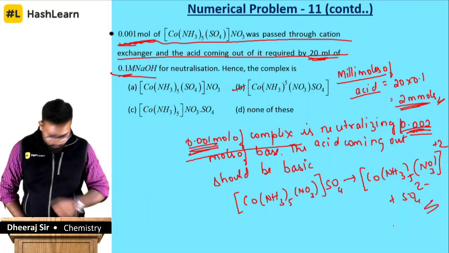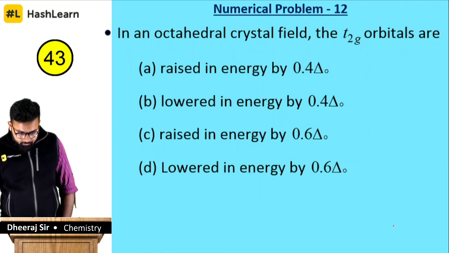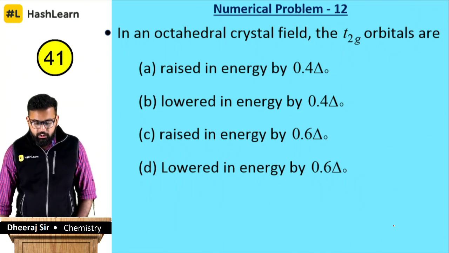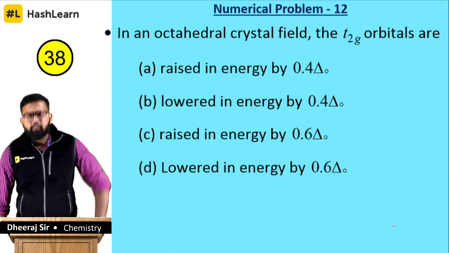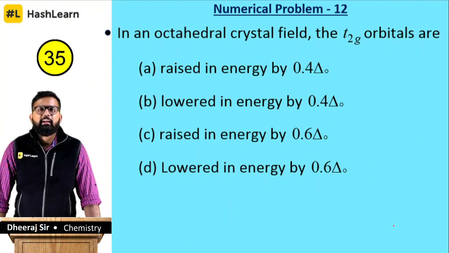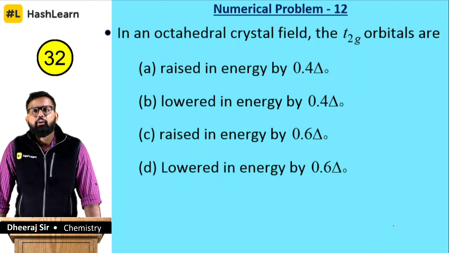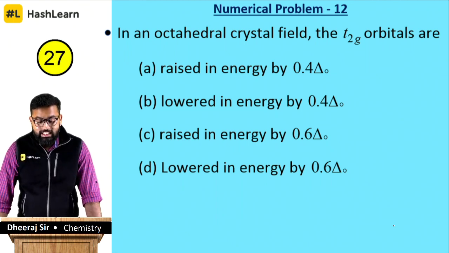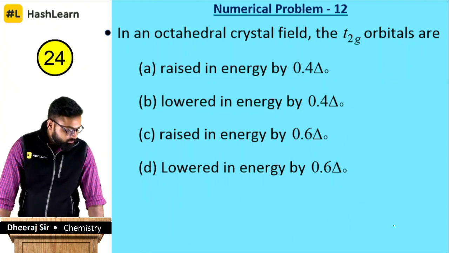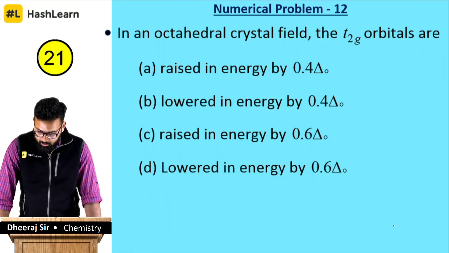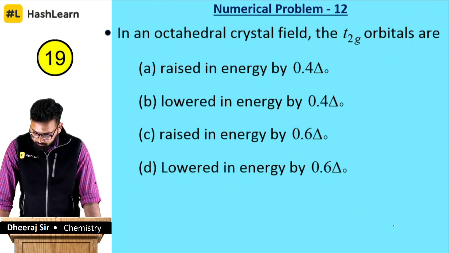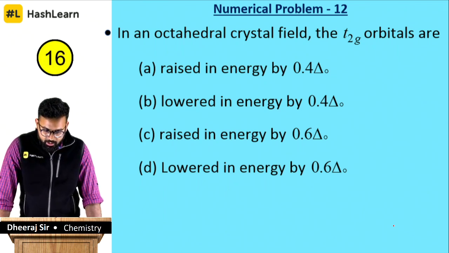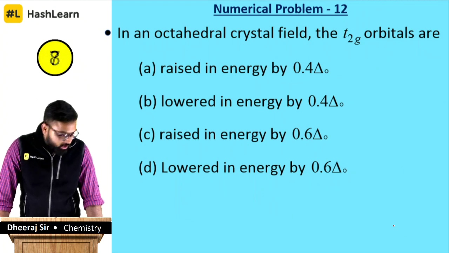Okay. So moving ahead, the 12th problem. In an octahedral crystal field, the T2g orbitals are. So we just looked at crystal field splitting. Crystal field splitting is the 5 degenerate orbitals are broken into 2 levels, T2g level and eg level. And what is the difference between the t2g level and the eg level is the question that is asked. So have a look at it. Raised in energy by 0.4 delta naught, lowered in energy by 0.4 delta naught, raised in energy by 0.6 delta naught, lowered in energy by 0.6 delta naught.